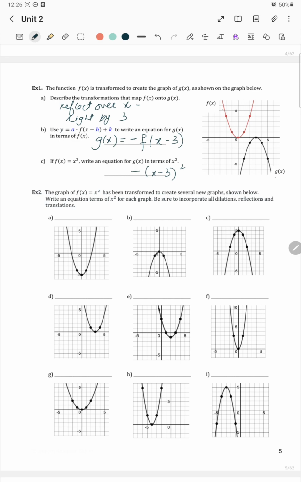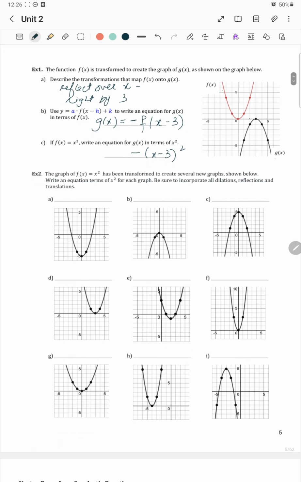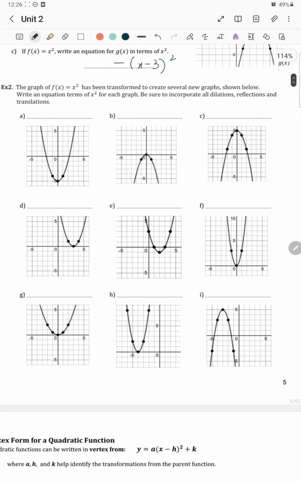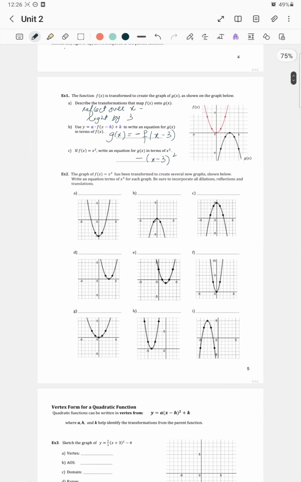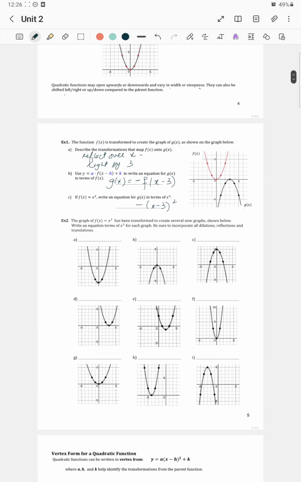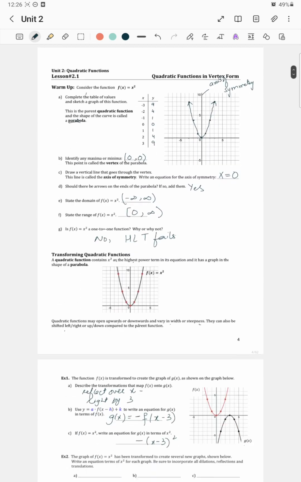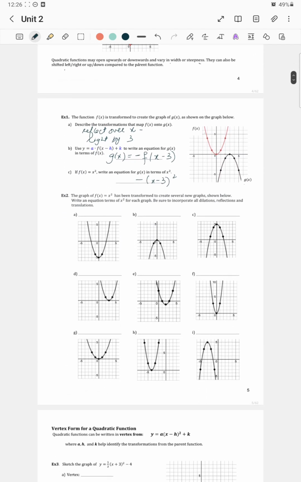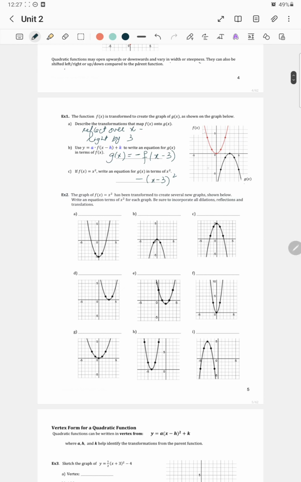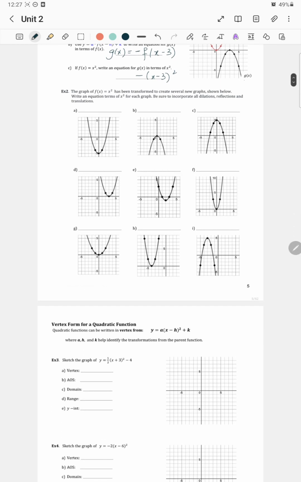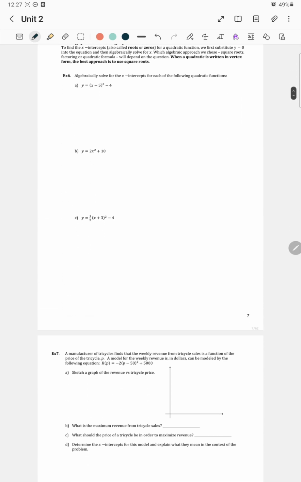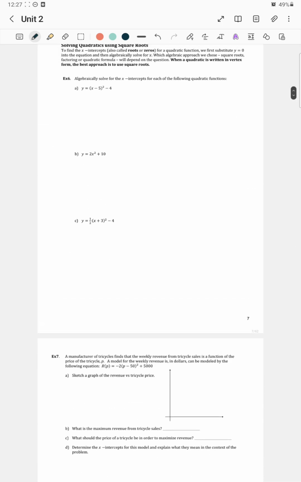The graph of f of x is equal to x squared has been transformed to create several new graphs shown below. Write the equation in terms of x squared for each graph. Be sure to incorporate all dilations, reflections, and translations. So basically a few things have been done. One of the tables is, I think, missing over here.